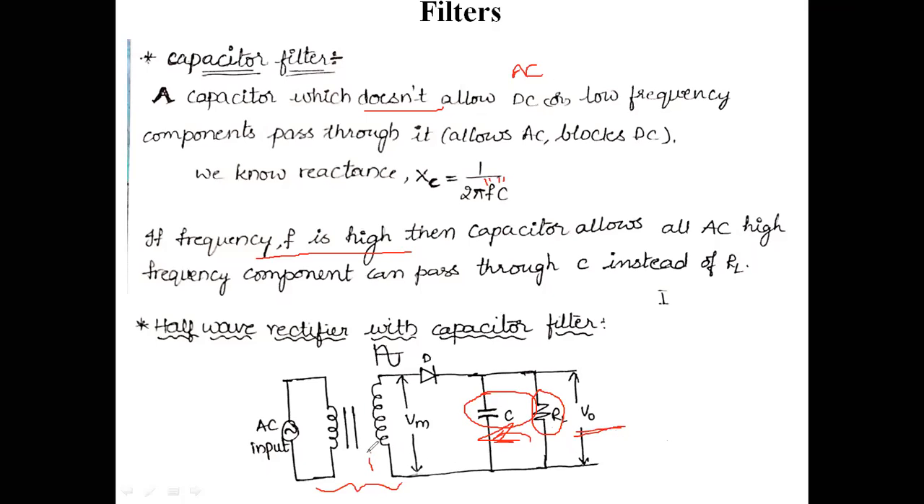Construction part: transformer, diode D, load resistance RL. Before the load resistance, when capacitor C is placed, from load resistance RL I am going to acquire the output voltage V0 here. Step down transformer, diode D, load resistance RL, capacitor C.